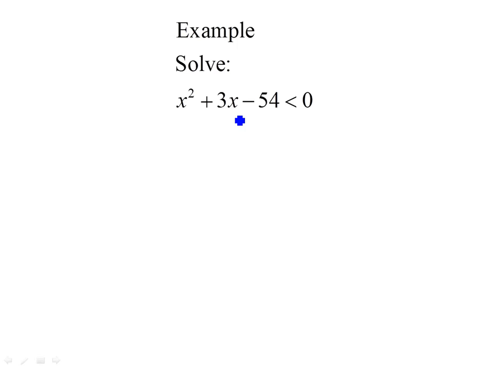So let's try 8. 8 squared plus 3 times 8 minus 54 less than 0. Put that in your calculator, and you already know, just by looking at it, you get a positive number. True or false? So that's not a possibility.